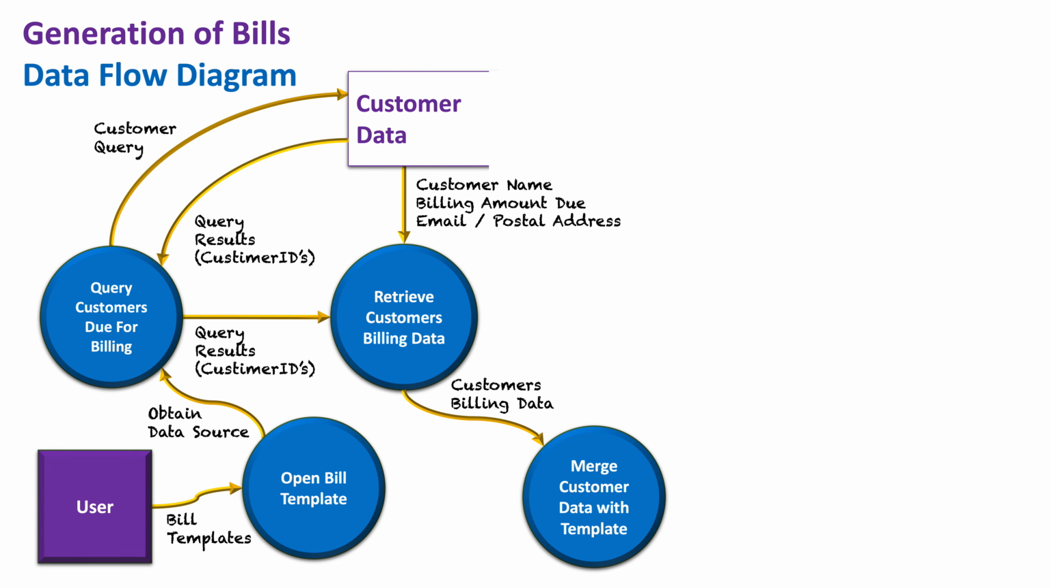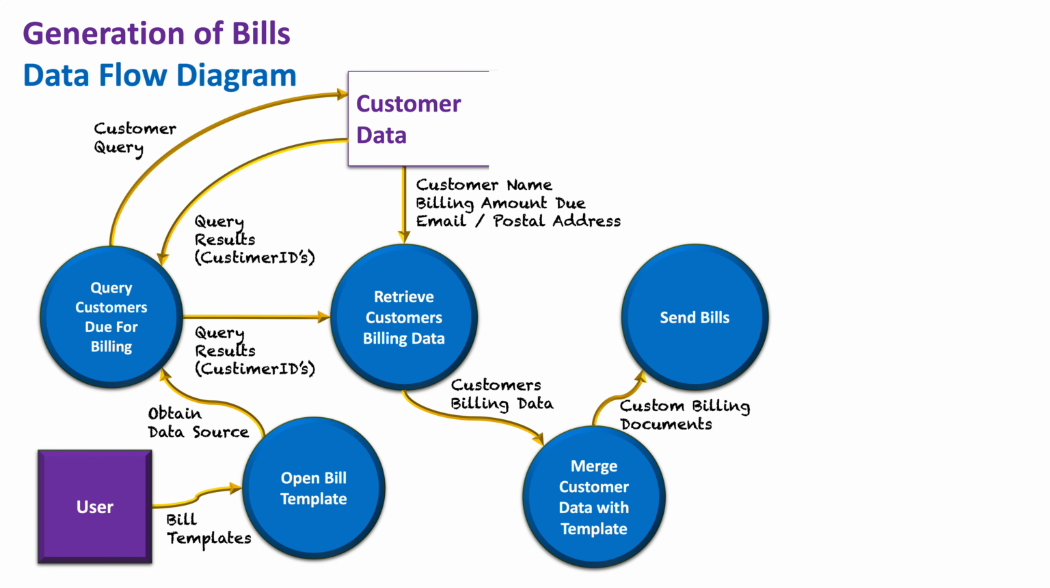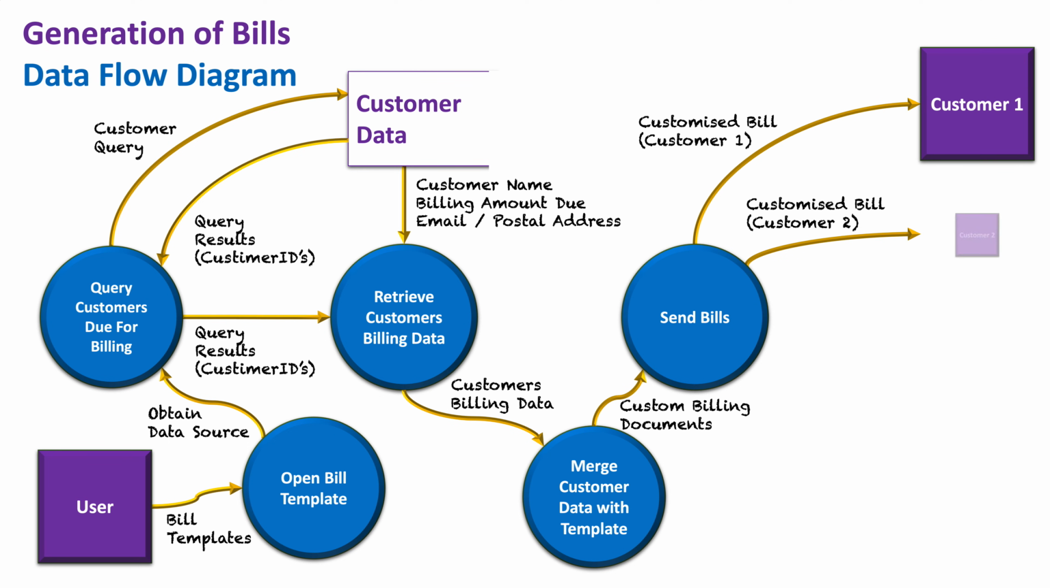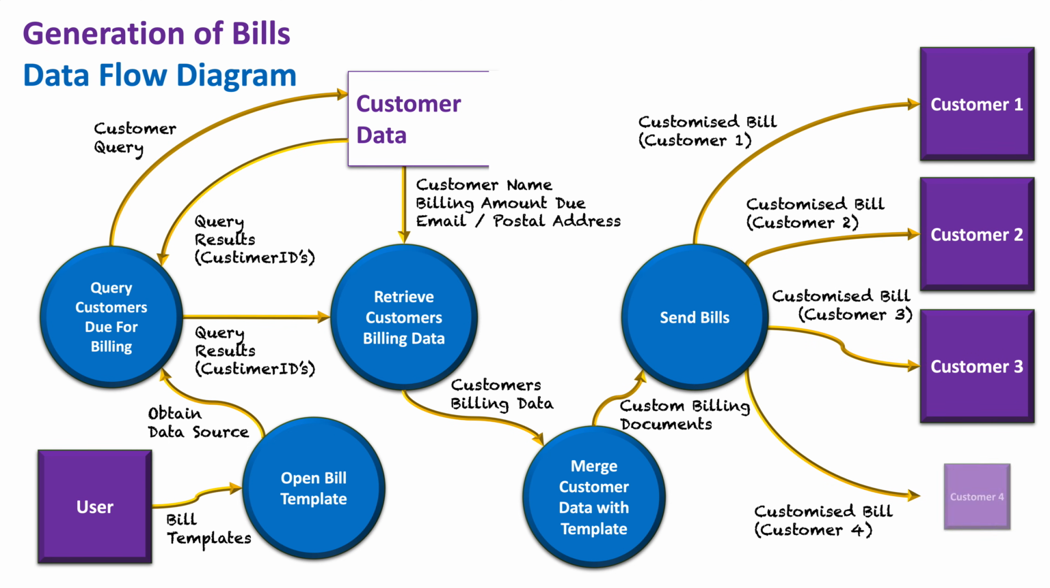Okay, what we need to do now is merge that data that we just pulled from the database with the template. Okay, so we've got the customer's billing data, and we're now going to conduct our mail merge and create the multiple documents from that template specific for each customer. So now we've got all those different documents. We now have to send those bills out to each individual customer. And as we said before, each of our 4 customers is going to receive their own customized bill with their own names, their own addresses on them, and the amount owing specific to each of our customers.